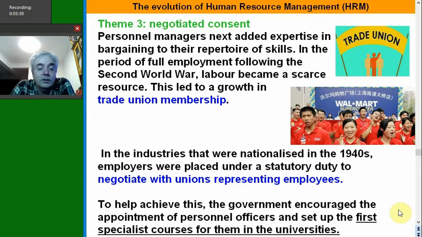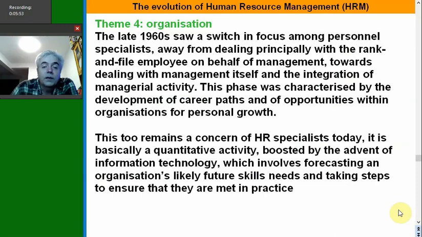So this is the force of the union, people, right? Because somebody alone doesn't have bargaining force to negotiate. So usually people get together and they have more force to negotiate. So theme number 4 is organization.